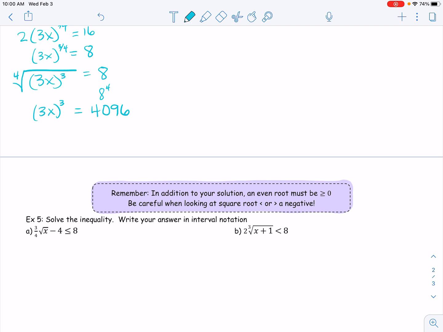And then now we just need to take the cubic root of both sides. Cubic root of 3x cubed is 3x. Cubic root of that 4,096. Again, I know that's a big number. I'm not expecting you know that, but it is 16. And so then dividing, we just get x to be 16 over 3.